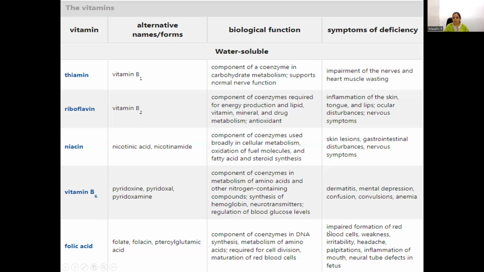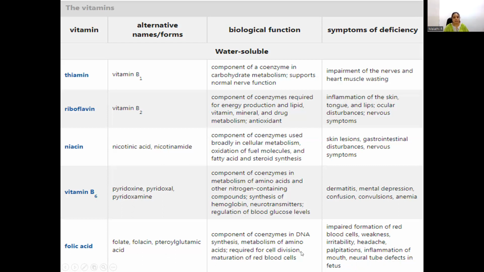The most important deficiency diseases include impaired formation of red blood cells, weakness, irritability, headache, palpitation, inflammation of the mouth, and neural tube defects in the fetus. So this is one of the important deficiency diseases of folic acid. Even before pregnancy, they will start providing folic acid because the neural tube will not develop properly in case of folic acid deficiency. That is why, in order to avoid that, they provide more folic acid to the pregnant woman.